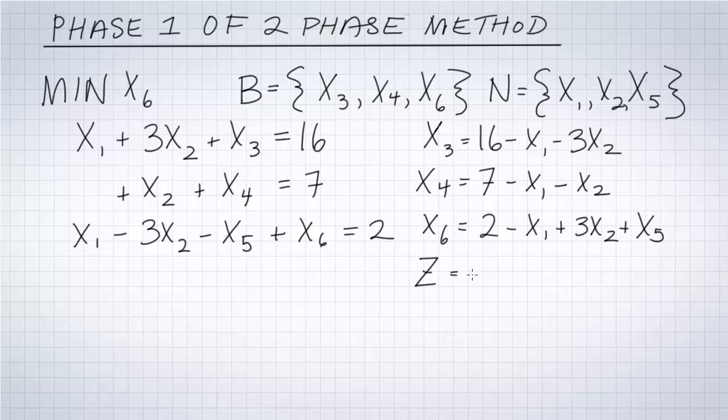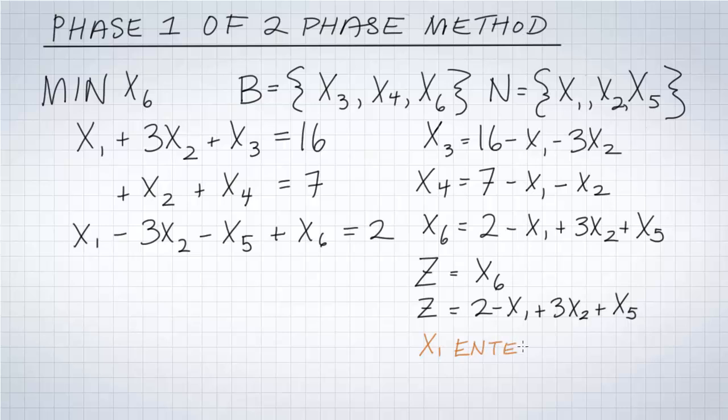Since we want to express this also in terms of non-basic variables, we can say that z is equal to 2 minus x1 plus 3x2 plus x5. So the question now is which variable should enter the basis. And we're going to do the same thing. We're trying to minimize z, so x1 is the first variable that will enter. So we'll have x1 enter.